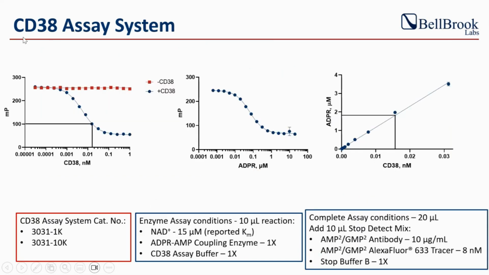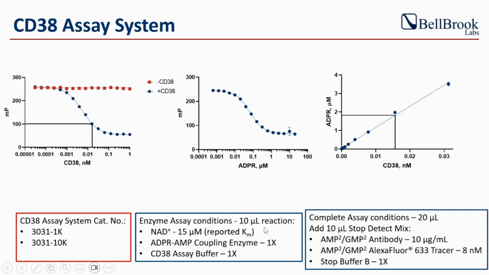So this is how CD38 assay system data look like. So here I have CD38 enzyme titration, and then in the middle is the standard curve, and the last one is the interpolated data where it shows the ADPR formed versus the amount of CD38 here. So before going into its graph, I want to talk about the assay condition.